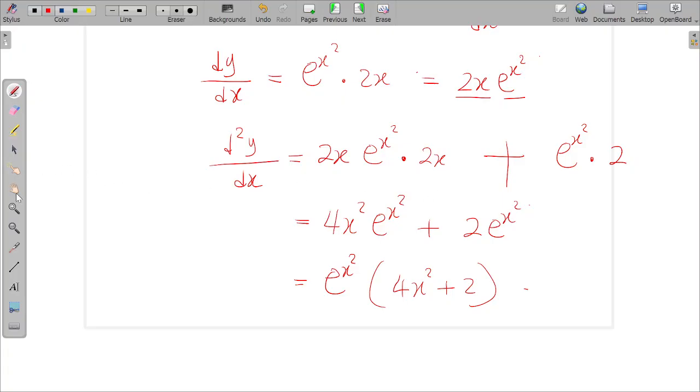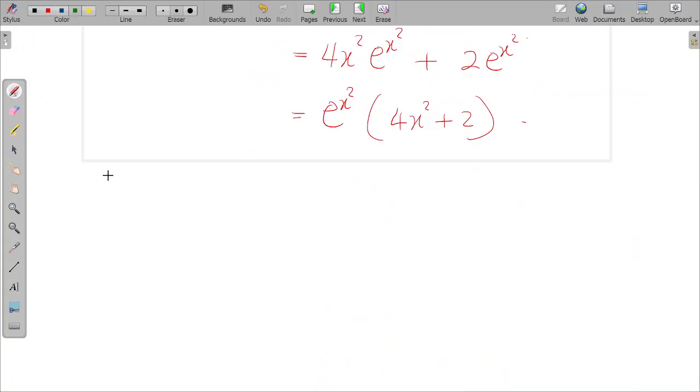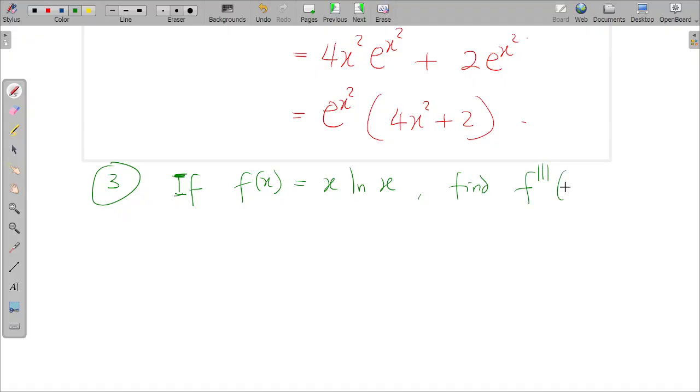Okay, that is fine. Let's go to another example. Example 3 now. In example 3, if f of x equals x ln x, we want to find f triple prime of 2. Okay, that's what we want to find.